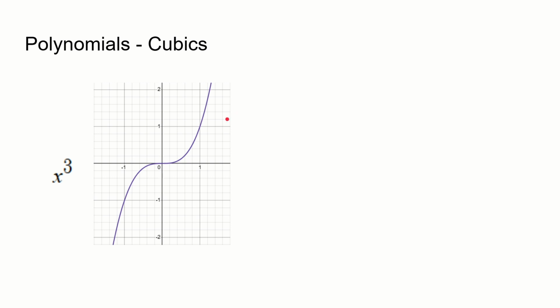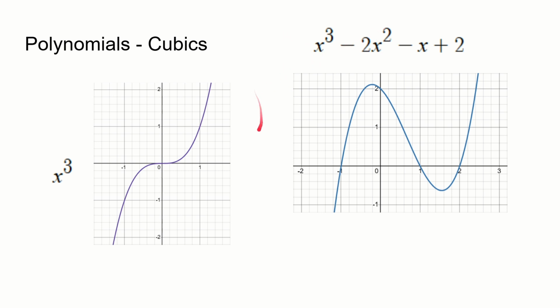Obviously, this isn't the only cubic there is. Here's an example of one. And this is a much more typical cubic, I'd say. It has two bumps in it, and most cubics will have that. If you remember quadratics, they have one loop.